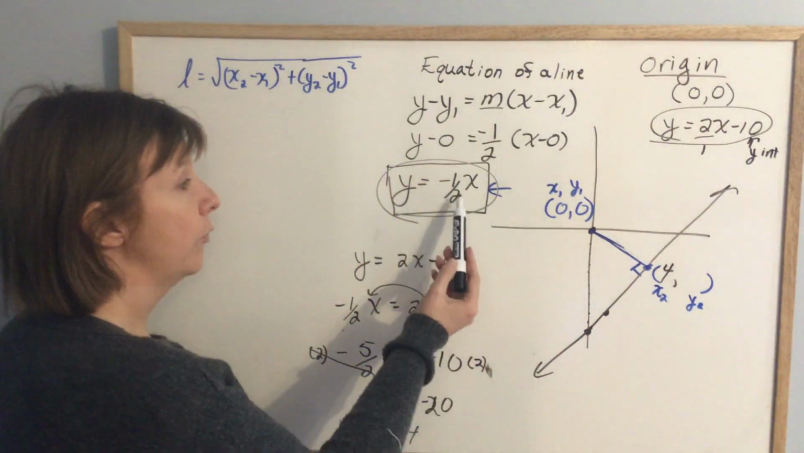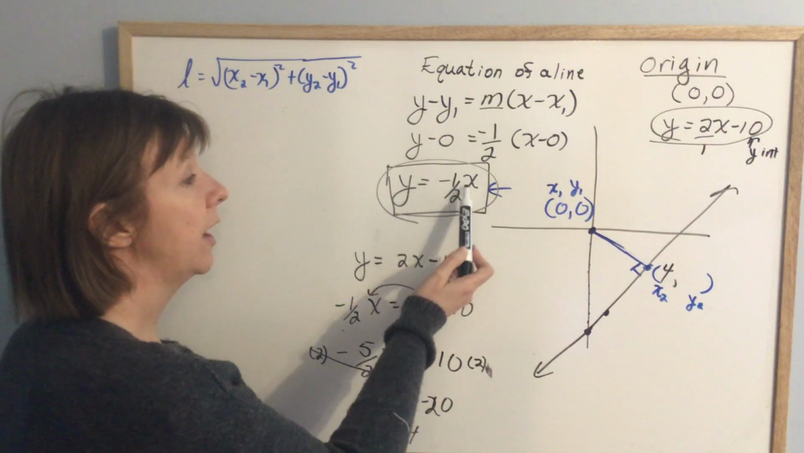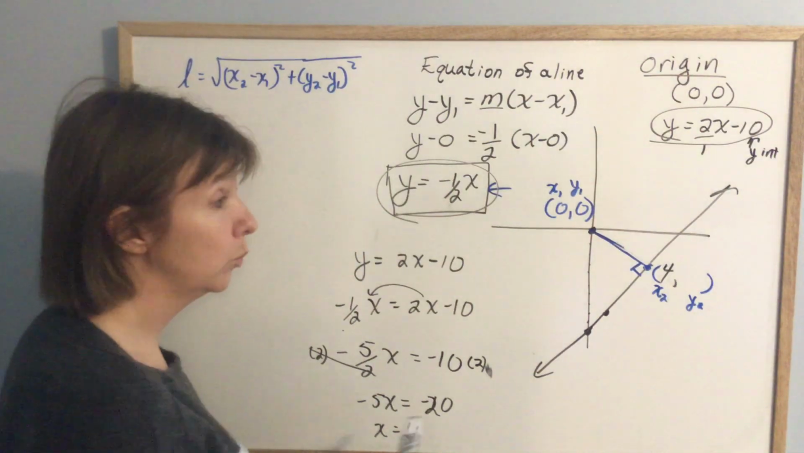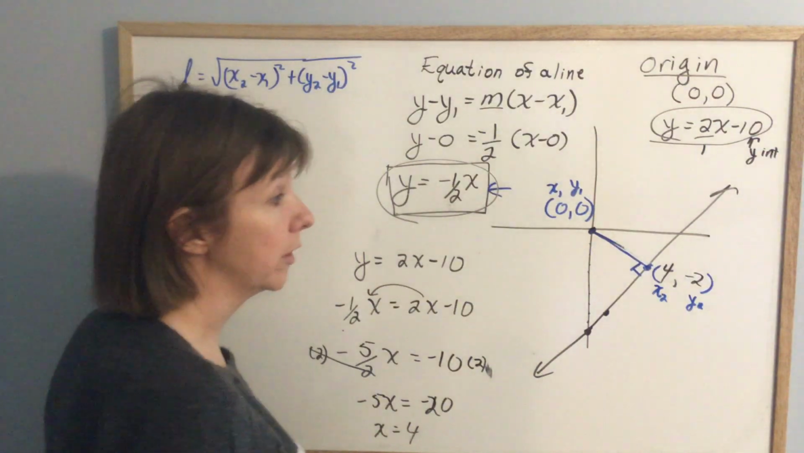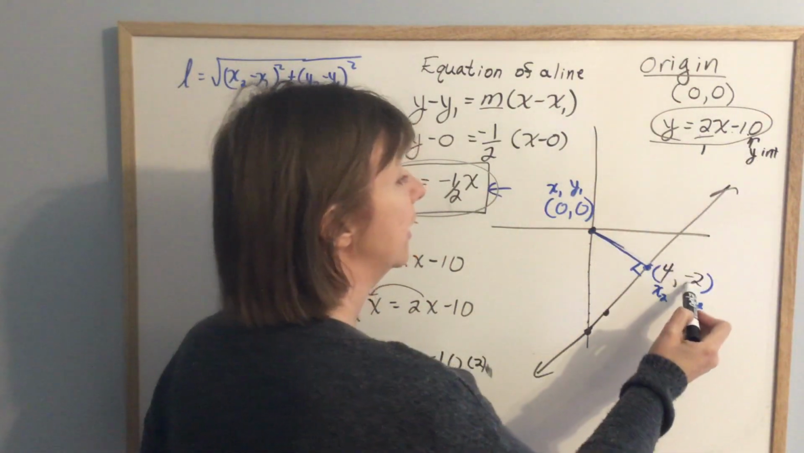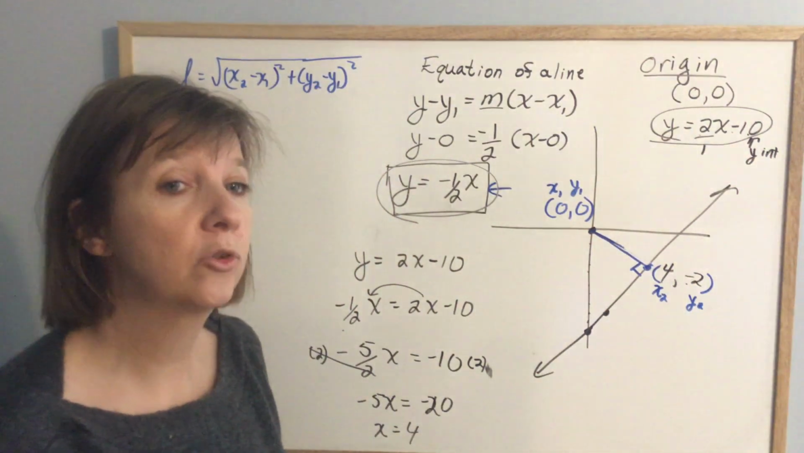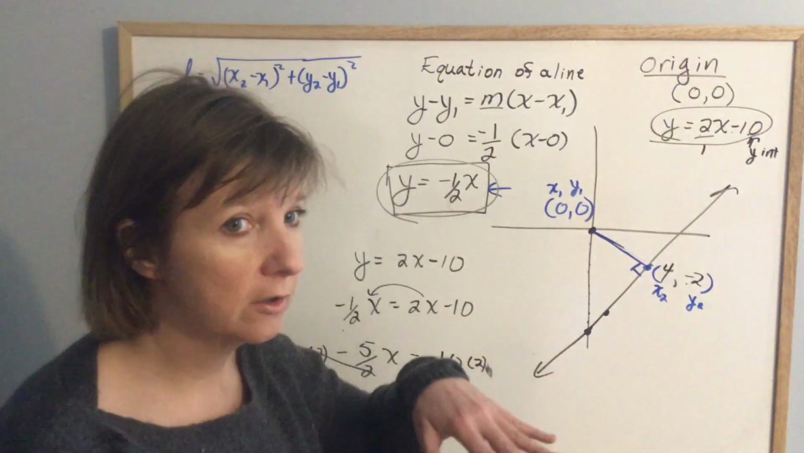So if my x is 4, if I put it back into here to figure out what my y is, negative 1/2 times 4 is negative 2. If I chose to put it into this one, 2 times 4 is 8. 8 take away 10 is negative 2. I get the same answer, so it doesn't make any difference which one you decide. If you decide to go back to here or back to here, it doesn't matter.